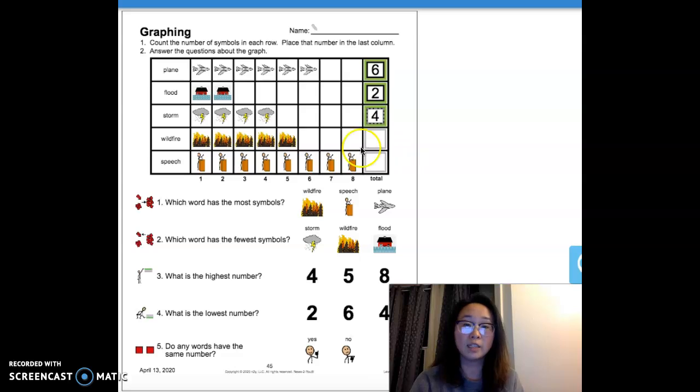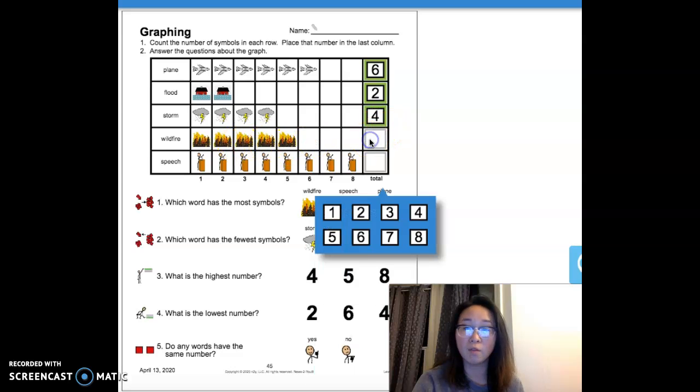Our next word is wildfire. So wildfire is when there's a big fire, usually in a forest or somewhere that has a lot of trees or grass. Those burn very quickly. We have 1, 2, 3, 4, 5. 5 wildfires.